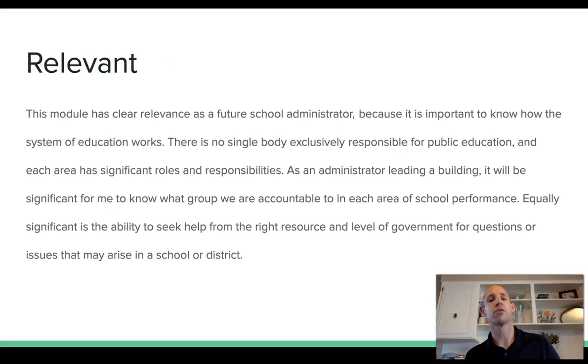Relevance. This module had clear relevance as a future school administrator because it's important to know how the system of education works. There's no single body exclusively responsible for public education, and each area has significant roles and responsibilities. As an administrator leading a building, it will be significant for me to know what group we are accountable to in each area of school performance. Equally significant is the ability to seek help from the right resource and level of government for questions or issues that may arise in a school or district.